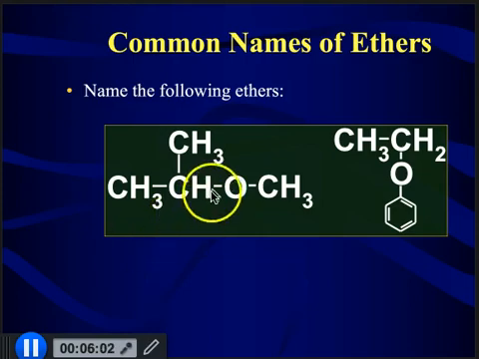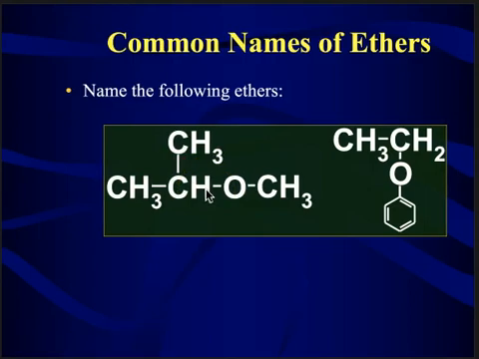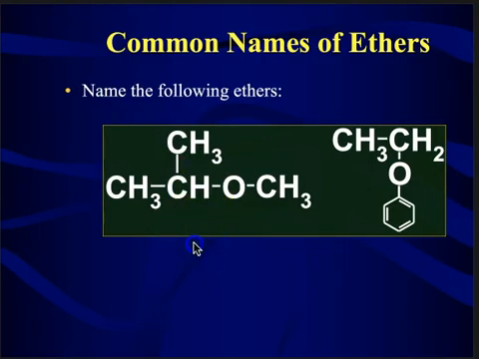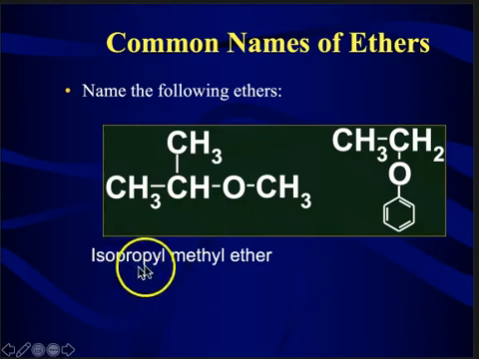Alright, so if we look at the two groups attached on either side of this oxygen, I have a methyl group here, and I have a 3-carbon chain, 1, 2, 3, but it's attached at the second carbon. So that makes it an isopropyl group. So it's propyl because there's 3, iso because it's attached at that second one. I comes before M, so this makes it an isopropyl methyl ether.